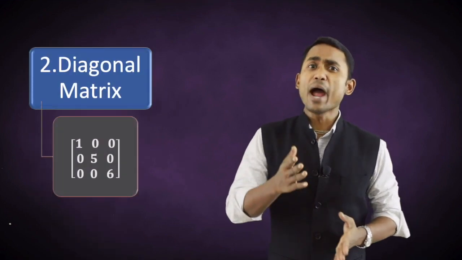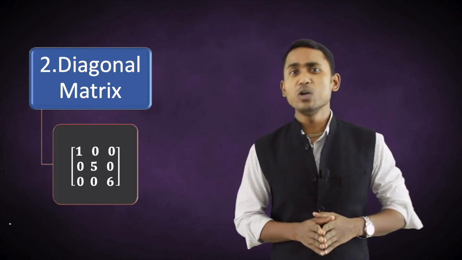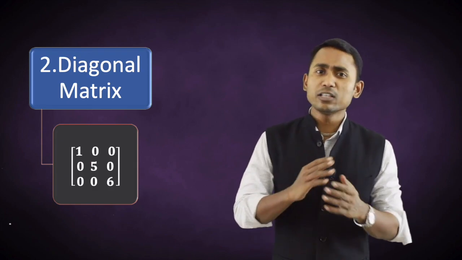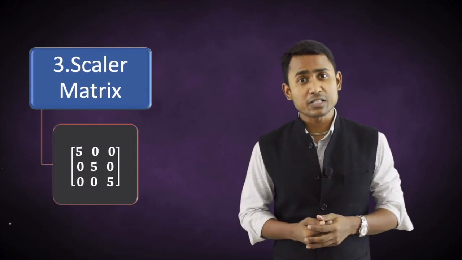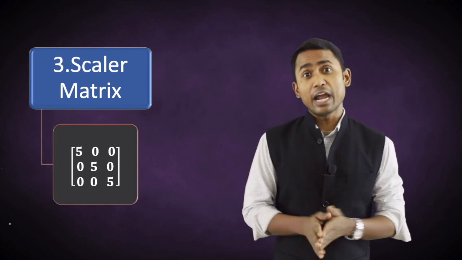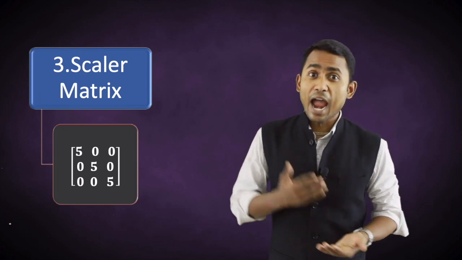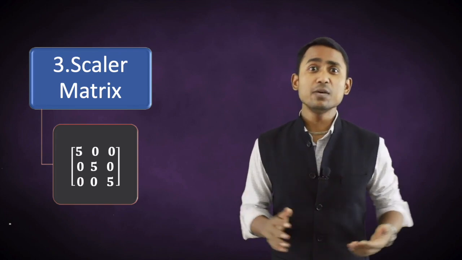Then we have diagonal matrix. So a matrix which has elements only in its main diagonal and all the rest of the elements are 0 is called a diagonal matrix. And if all the elements of a diagonal matrix become equal, then it is called a scalar matrix. And after becoming equal, if they become 1, that is called an identity matrix.